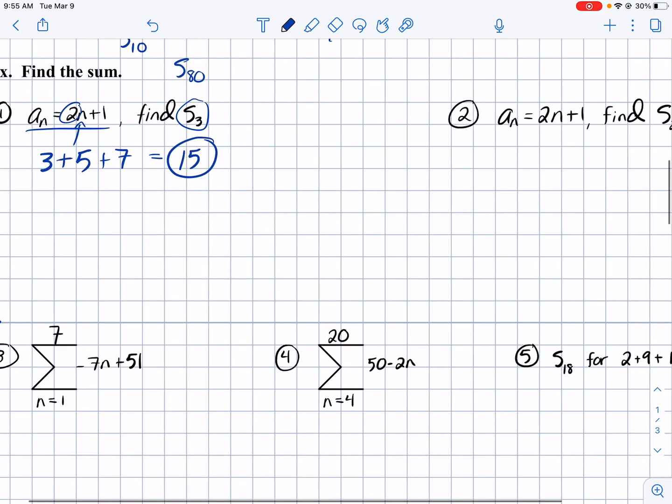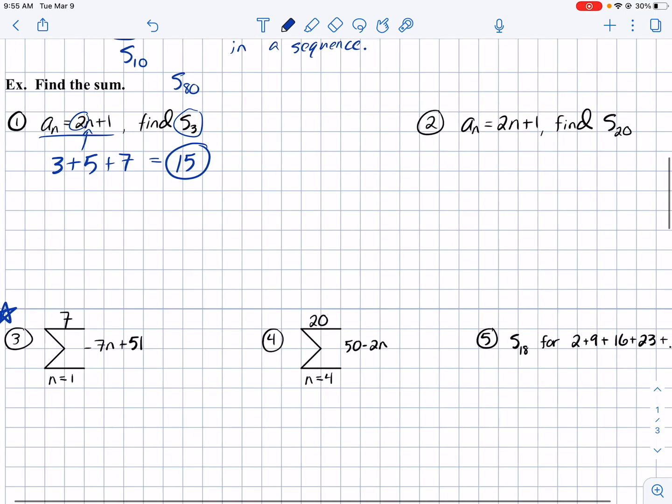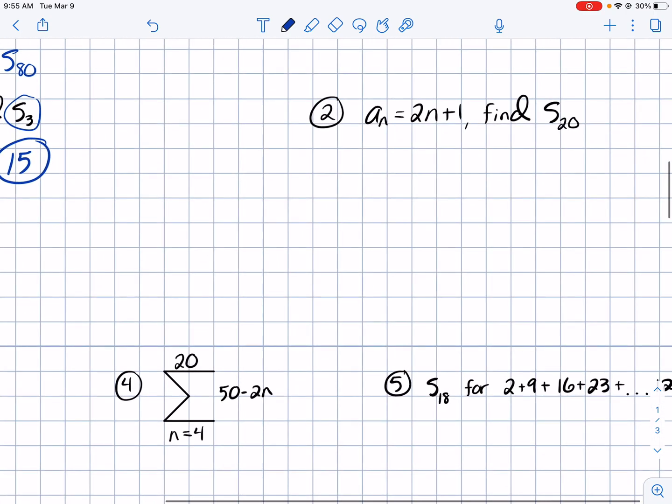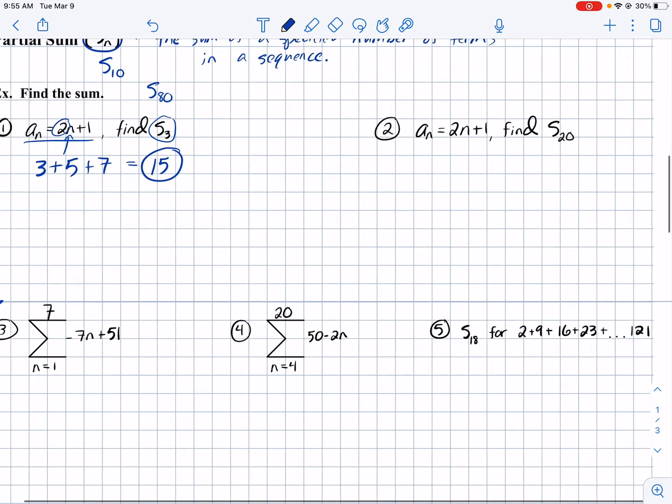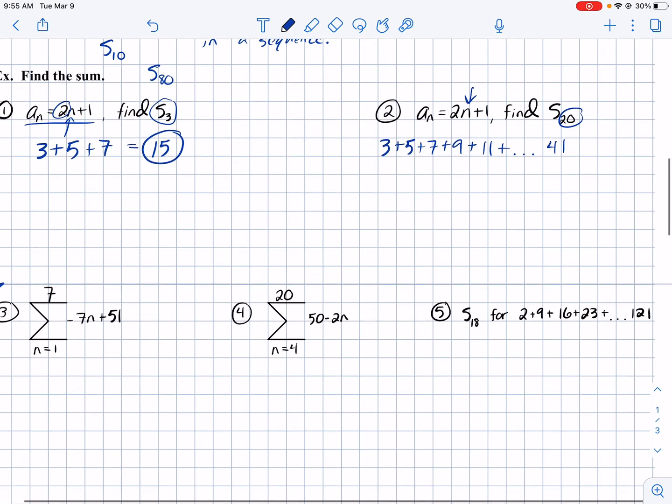That's nice and easy when it's a small number like 3. But what if you want to find a larger number like 20 and you need to write this all the way out? 3 plus 5 plus 7 plus 9 plus 11 plus dot, dot, dot, all the way out to, well, 20 we could plug in, which would be 40 plus 1. So 41. Well, shoot, that's a lot of terms there.